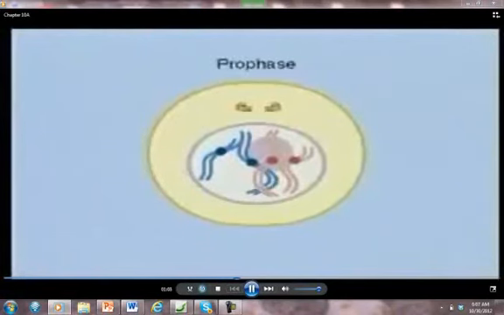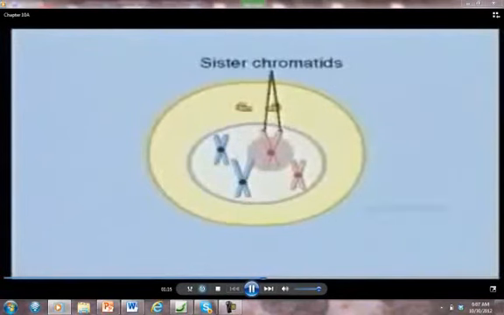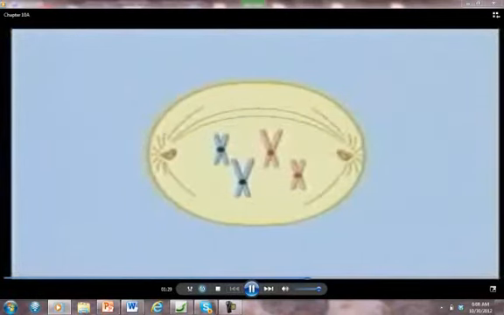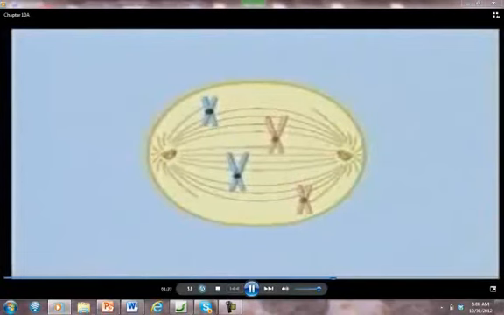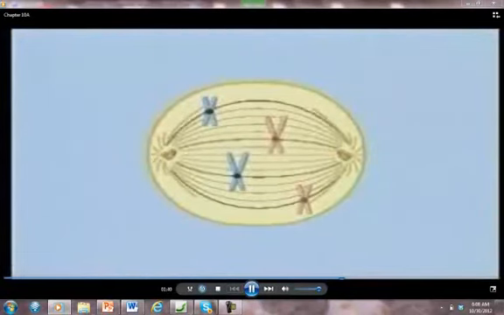During prophase, the replicated chromosomes condense. Sister chromatids remain attached at the centromere. The two centriole pairs move to opposite sides of the cell. The nucleolus and the nuclear envelope dissolve. The mitotic spindle forms between the two centriole pairs. A spindle fiber attaches to the centromere on each chromosome. The spindle fibers begin to move the chromosomes to the center of the cell.